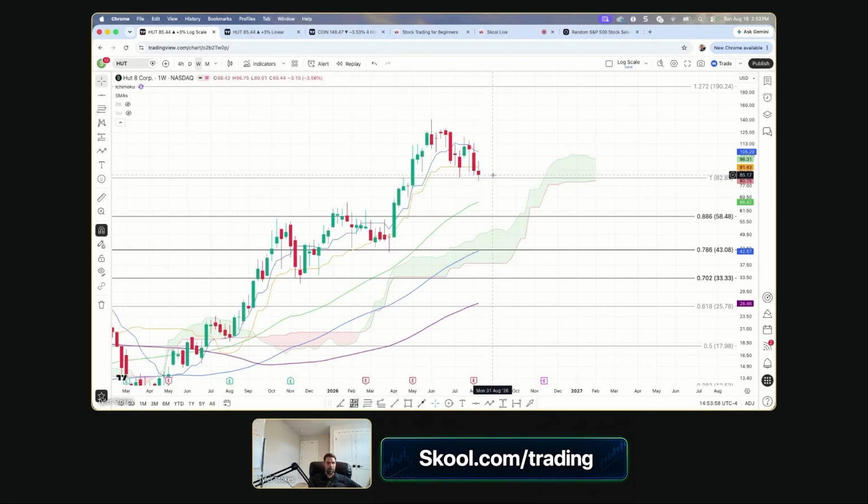Yeah, this is where, if you want to enter a position, we're at support here, but we're below the baseline. We've lost some momentum. If we hold here, we can, but if we don't, then lower is possible.